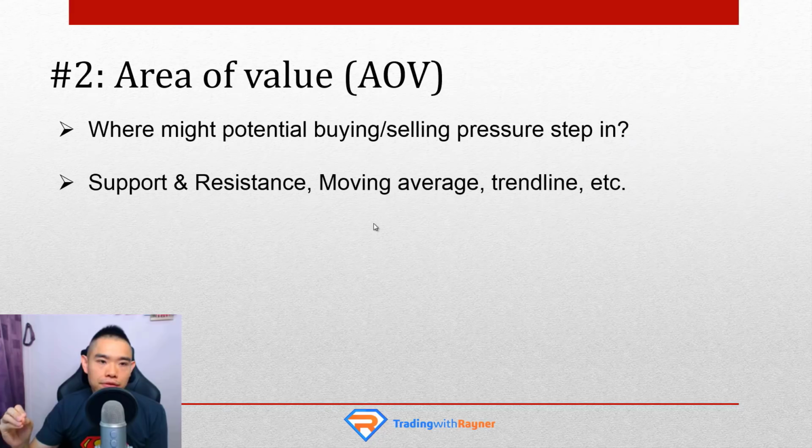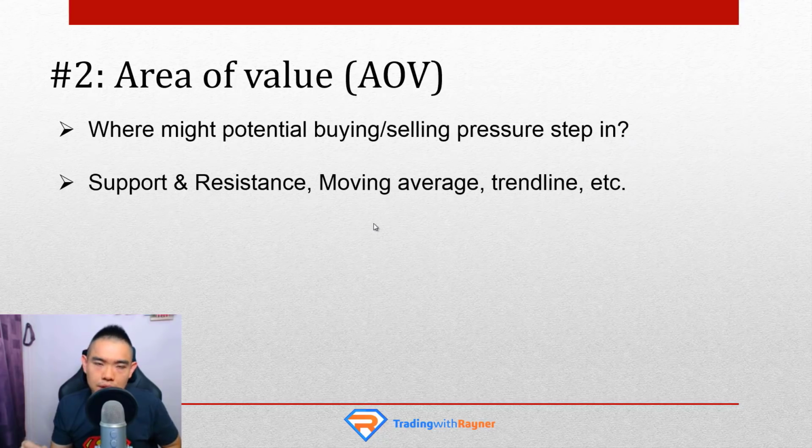Number 2, identify your area of value. And in essence, this simply means where might potential buying pressure step in. Especially if you are in an uptrend, you don't want to buy just because the market is in an uptrend. You want to wait for the price to come to an area of value because the market could be in an uptrend and it could be overextended, ready to make a pullback. And if you buy near the highs, you will likely get stopped out on a pullback or reversal. So this is why we want to identify the area of value.